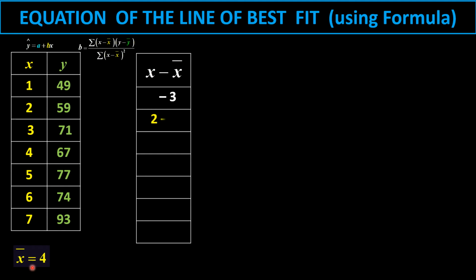It's 2. The 2 minus the 4. The 2 minus the 4. And what is 2 minus 4? That's correct. It is negative 2. Right?